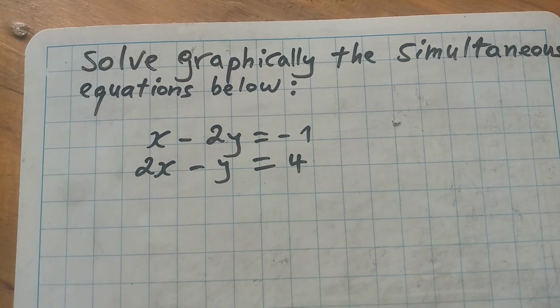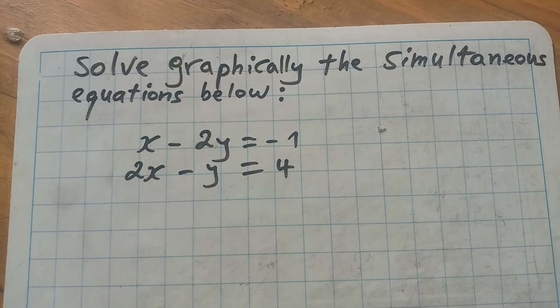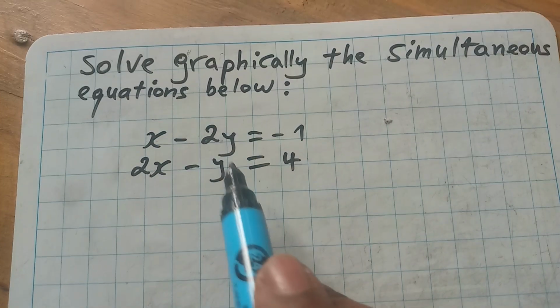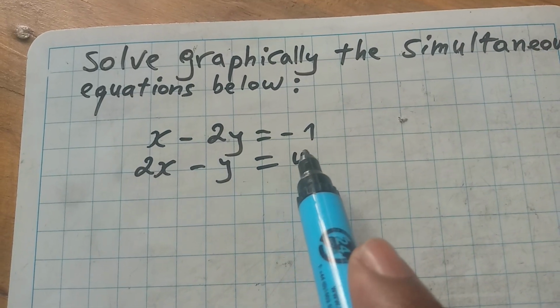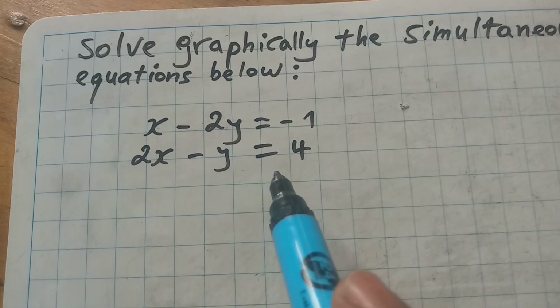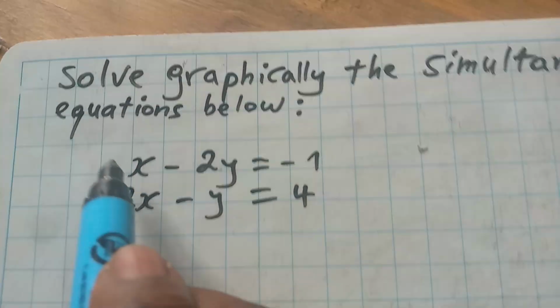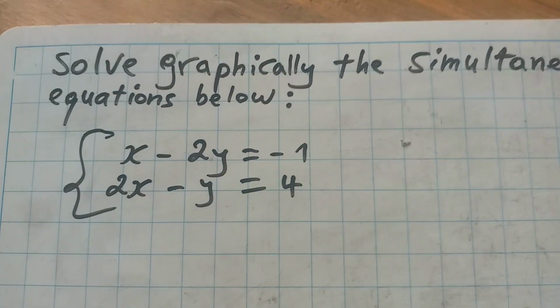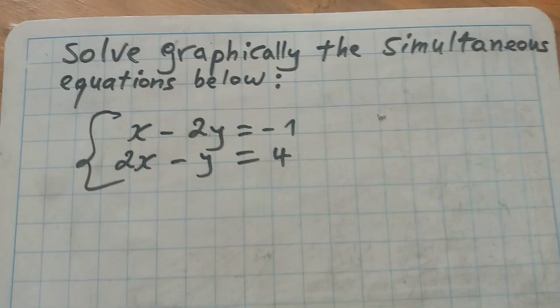Solve graphically the simultaneous equations below. Have x minus 2y equal to negative 1, 2x minus y equal 4. We have these pairs of simultaneous equations that we need to solve.